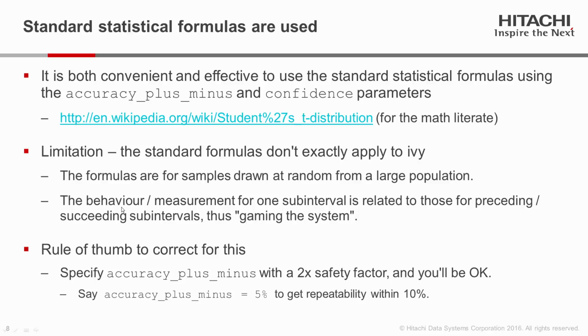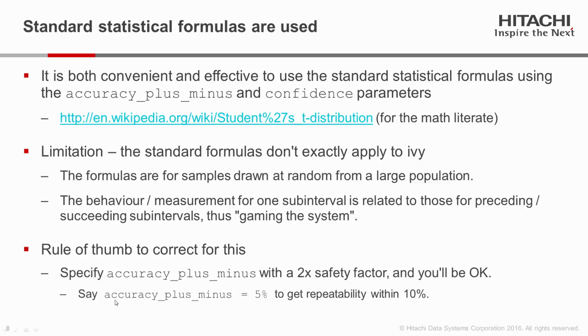Whereas with IV, the behavior or the measurement for one subinterval is related to those for preceding and succeeding subintervals, thus gaming the system to a certain extent. And playing around with IV, my rule of thumb to correct for this is specify an accuracy plus or minus parameter value with a 2 times safety factor, and you'll be okay.